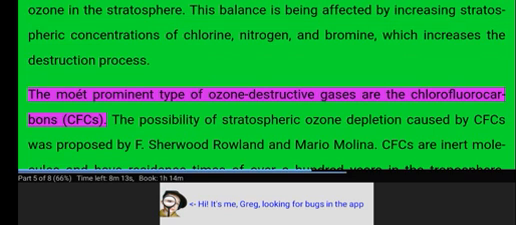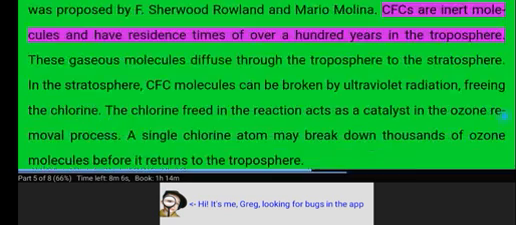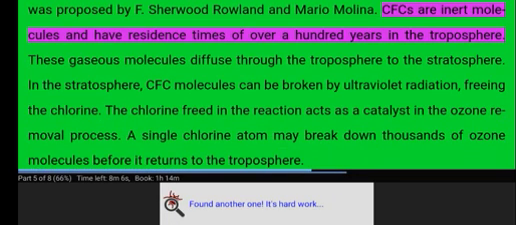The most prominent type of ozone-destructive gases are the chlorofluorocarbons, CFCs. The possibility of stratospheric ozone depletion caused by CFCs was proposed by F. Sherwood Rowland and Mario Molina. CFCs are inert molecules and have residence times of over 100 years in the troposphere. These gaseous molecules diffuse through the troposphere to the stratosphere.